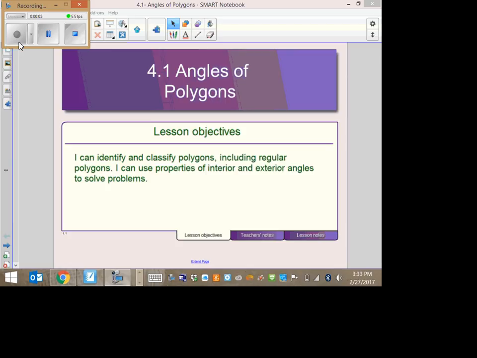In Unit 4, we're going to be talking about polygons and different types. So 4.1 is called Angles of Polygons. And a lesson objective: I can identify and classify polygons, including regular polygons. I can use properties of interior and exterior angles to solve problems.